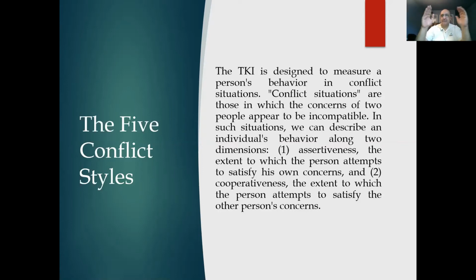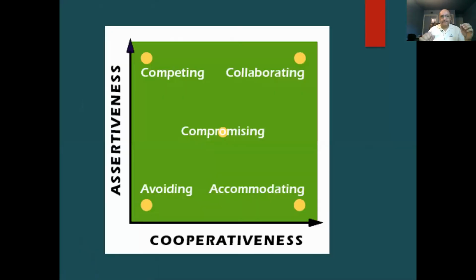So in this model, they came up with 5 styles that go along that spectrum from how much I want to achieve for myself versus how much I will be concerned for the other. Let's look at the 5 styles and what they mean. This is a nice chart that shows the concept of the 5 styles. On one side here, there is assertiveness going up, and on the other side, there is cooperativeness.